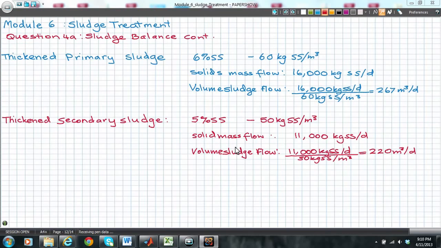So now we're going to look at the digester. The first value we need to fill in for our digester is the inflow values. So we're asked, what is the total number of solids entering the digester?